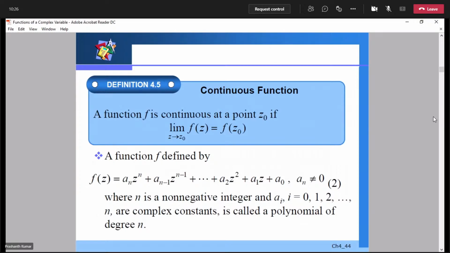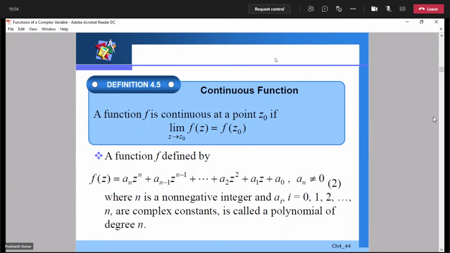Now I'm telling about the definition of a continuous function. A function f is continuous at a point z naught if limit z tends to z naught, f of z is equal to f of z naught. At that particular point, the function value is equal to the limit of the function value. Both are equal, then we call it a continuous function. This we also discussed, and we discussed two problems on this one.